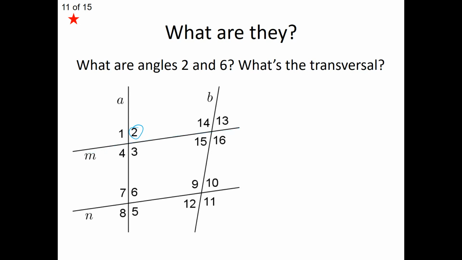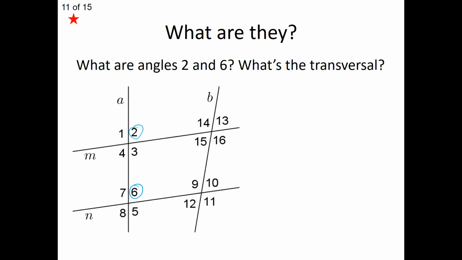But if I were to actually consider the transversal A, then 2 would be exterior to our lines M and N. So you have to be very careful, depending on your perspective, where that angle is. Is it exterior or interior? It depends on which transversal. We're looking at the angles 2 and 6. We're trying to determine, is there a relationship between 2 and 6?